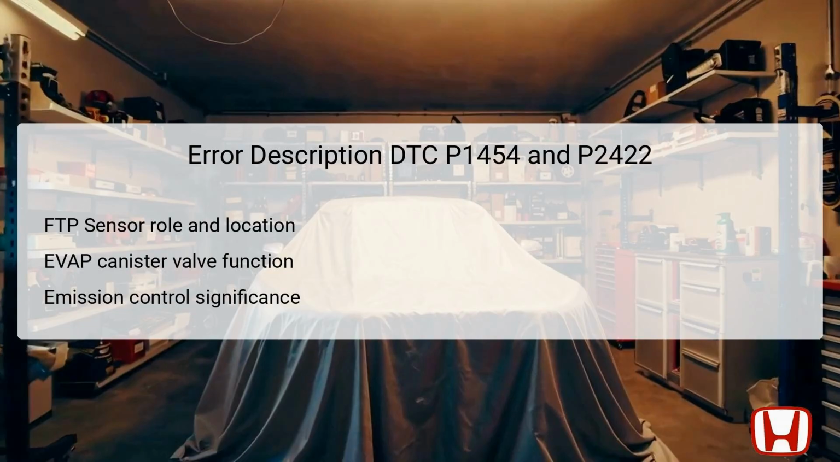Meanwhile, DTC P1422 indicates a malfunction where the evaporative emission, EVAP, canister vent shut valve is stuck closed. This valve is critical as it regulates the release of fuel vapors into the engine for combustion. When it becomes inoperable, it can lead to excessive pressure buildup in the fuel system and subsequently fuel vapor leaks. Understanding these components is essential for effective troubleshooting.